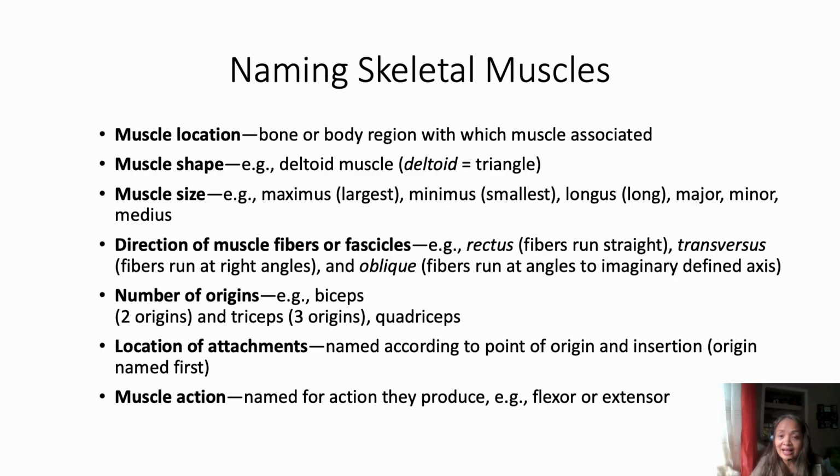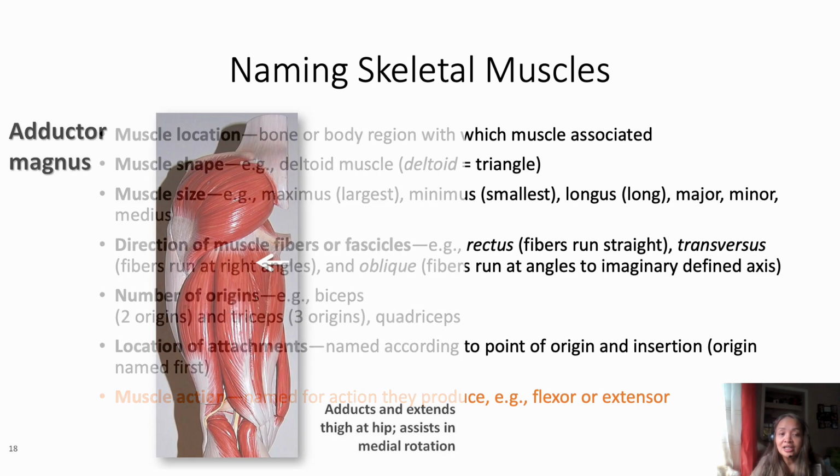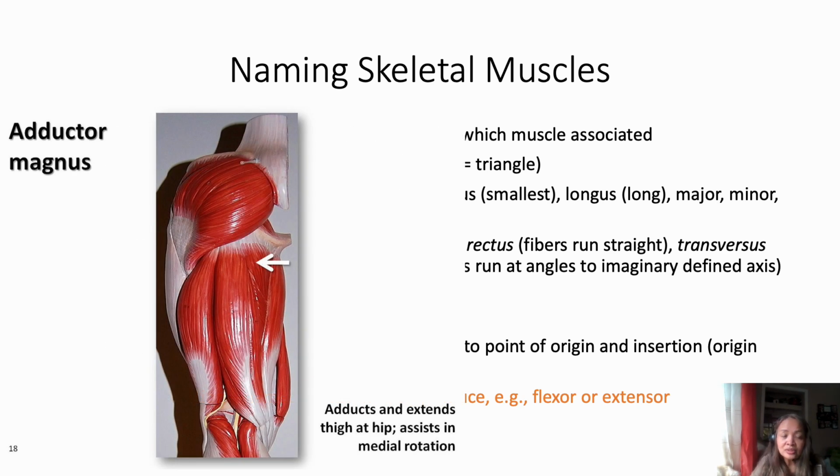Next, we have the last criterion in naming the muscles, and that is muscle action. So you may see words like flexor, extensor, abductor, adductor. Here you go. Adductor magnus. Magnus meaning it's big, but it also adducts. If you remember from a previous lecture, to adduct is to bring a body part to the middle of the body.